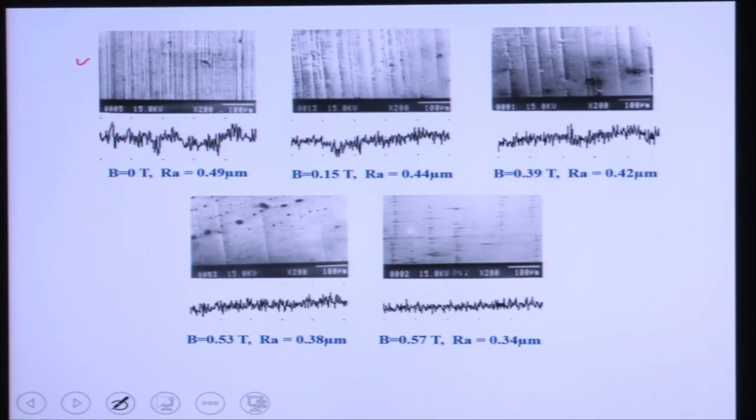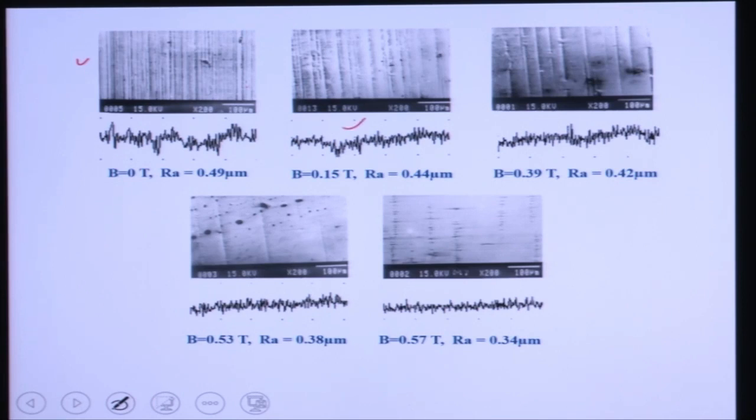Now we are increasing from 0 Tesla to 0.15 Tesla magnetic field. When we increase to 0.15 Tesla, the surface finish improves to 0.44 micron. Why does it happen? Whatever dense scratch marks, peaks and valleys were there on the initial workpiece surface, these valleys are now separated. The distance between two scratch marks, two valleys, is increasing here. So now you can see better polishing is obtained in this figure.